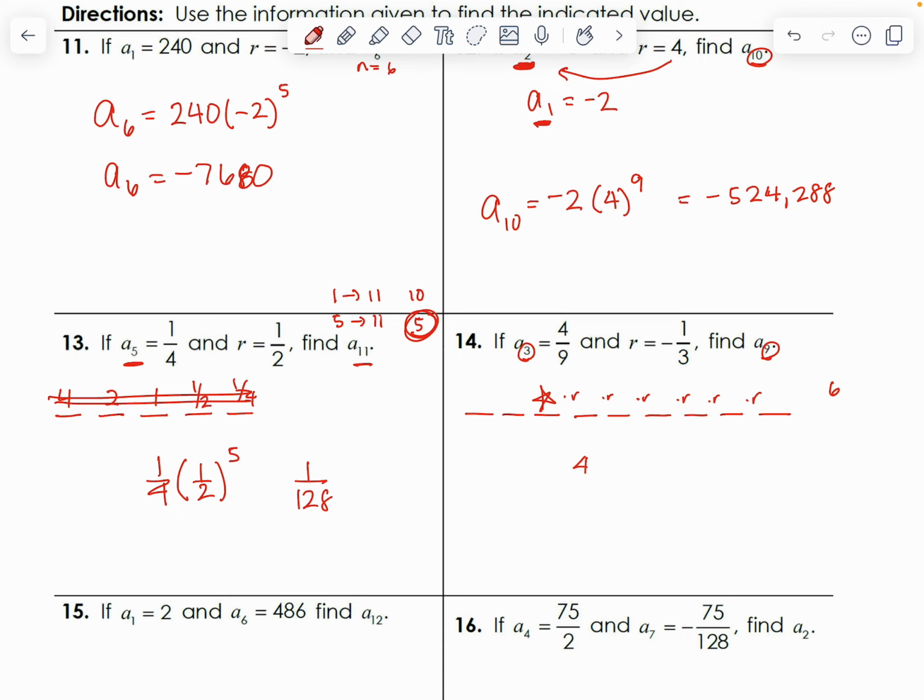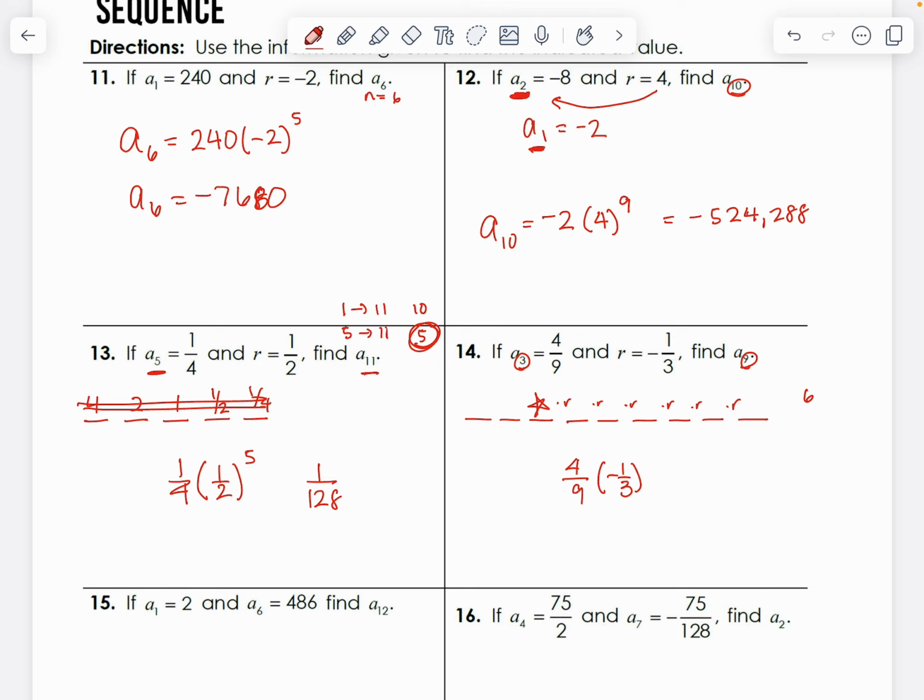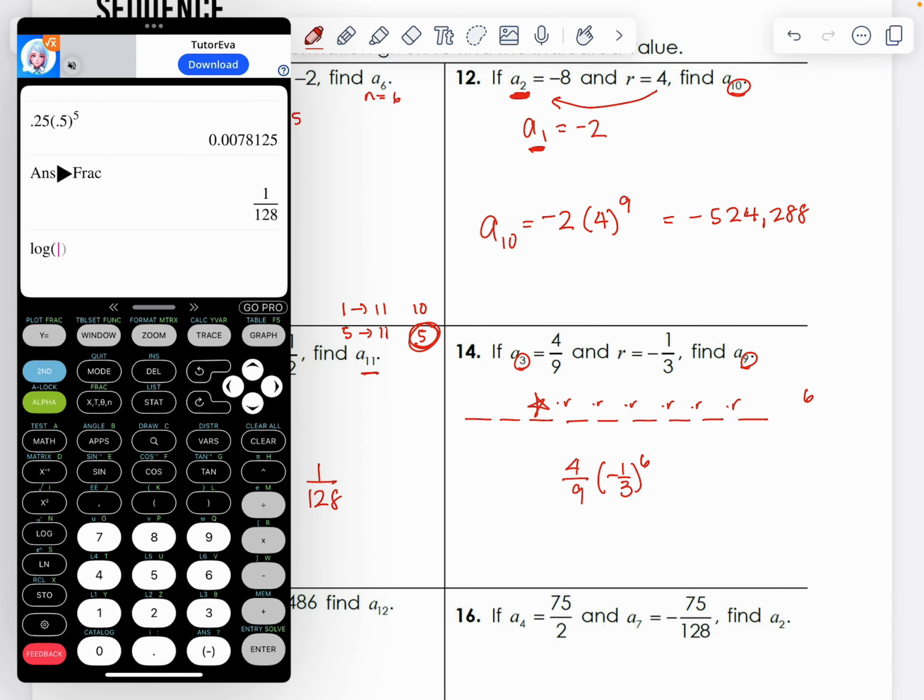So 4/9 times negative 1/3 to the, now it's n minus 1. Oh no, I need to apply 6 steps to get past that. So there we are. And this is definitely going to make for a really small denominator. So I just might actually just do 3 to the 6th power and then times 9, because that's what's going to be in my denominator. So I would have a 4 in my numerator, and in my denominator is 6561.